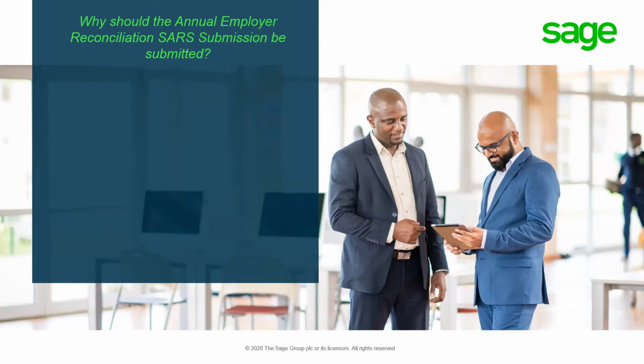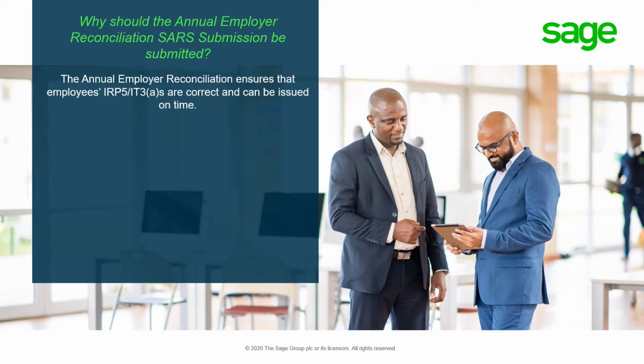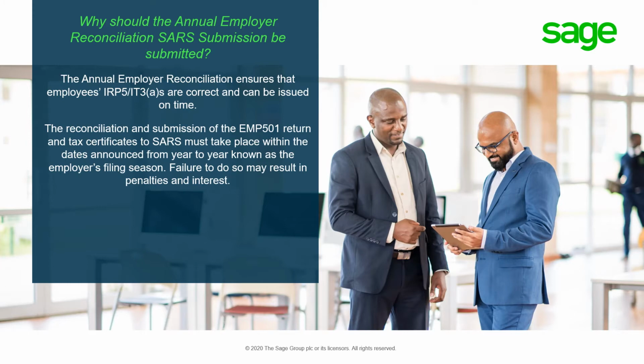Why should annual Employer Reconciliation SARS submission be submitted? The annual Employer Reconciliation ensures that employees' IRP5 IT3As are correct and be issued on time. The reconciliation and submission of EMP 501 return and tax certificates to SARS must take place within the dates announced from year to year, known to us as the employer filing season. Failure to do so may result in penalties and interest. The submission period for this year will be the 1st of April 2021 to 31 May 2021.